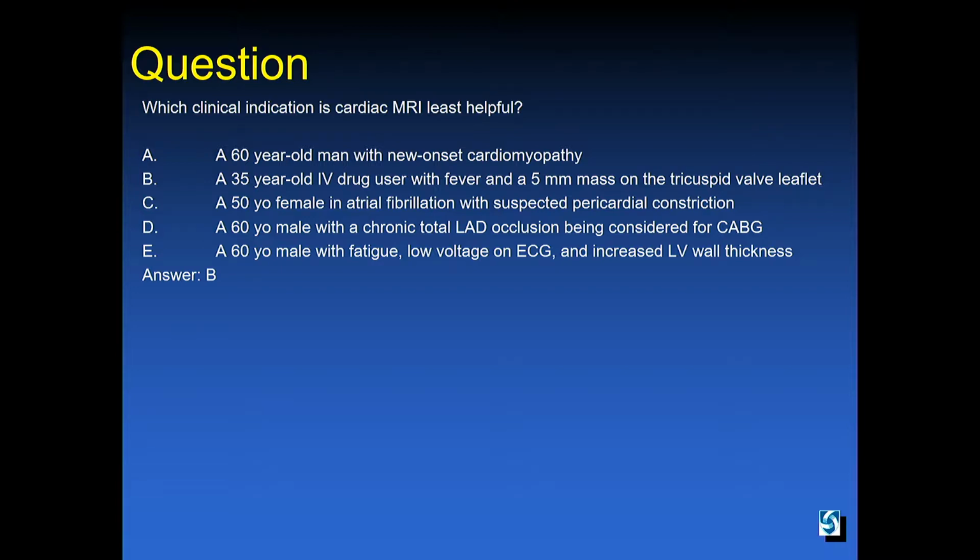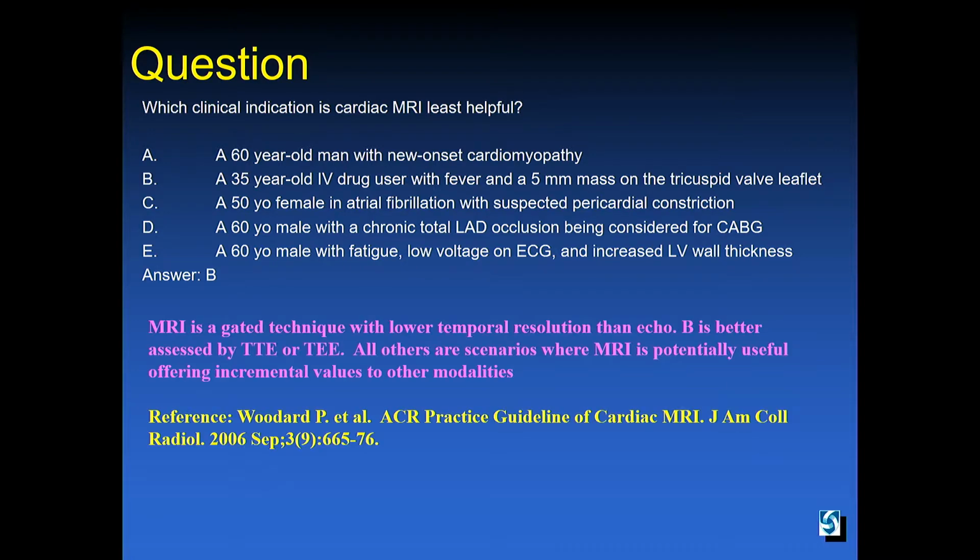So what are these scenarios trying to ask, right? A is really a nuanced cardiomyopathy. MRI can answer the question very well, whether it's CAD or not, and if it's not CAD related, whether it's infiltration or types of non-ischemic cardiomyopathy. MRI is very useful. C is a typical case for pericardial constriction. MRI can look at the anatomy of the pericardium and enhancement and whether there's any constrictive physiology fairly well, and differentiate constriction from infiltrative cardiomyopathy. So C is not the answer.